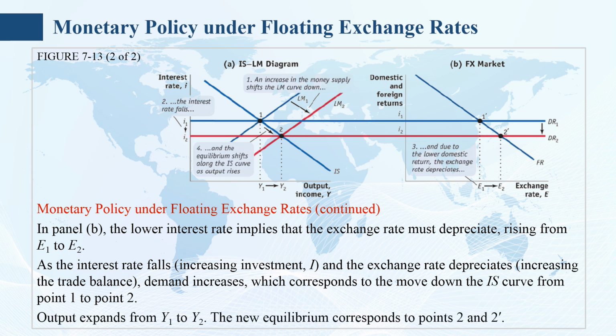As the interest rate falls, investment I increases, and as the exchange rate depreciates, the trade balance increases. Demand increases, which corresponds to the move down the IS curve from point 1 to point 2. Output expands from Y1 to Y2. The new equilibrium corresponds to points 2 and 2.